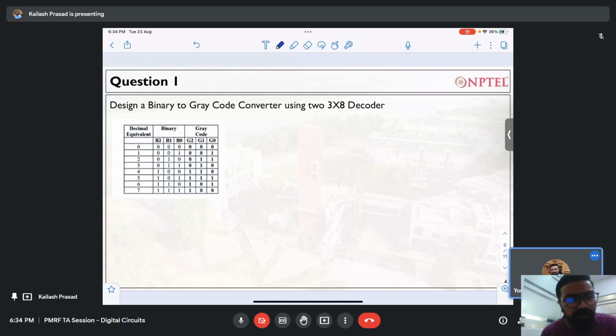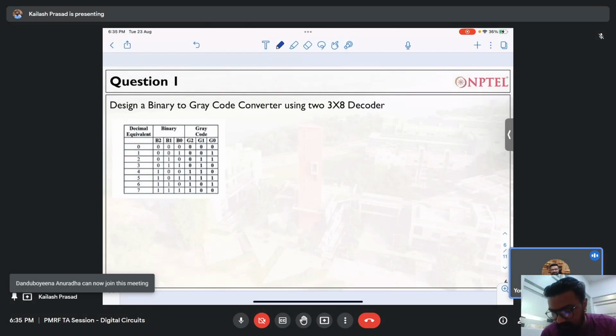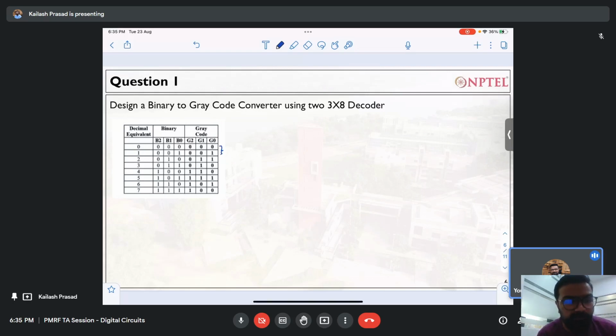For understanding, what is binary to gray conversion? I have written down the truth table for you. I hope everybody knows. The binary code is like this, and this is how the gray code looks. Please note, one of the important properties of the gray code is that between every two successive numbers there is a change of only one bit.